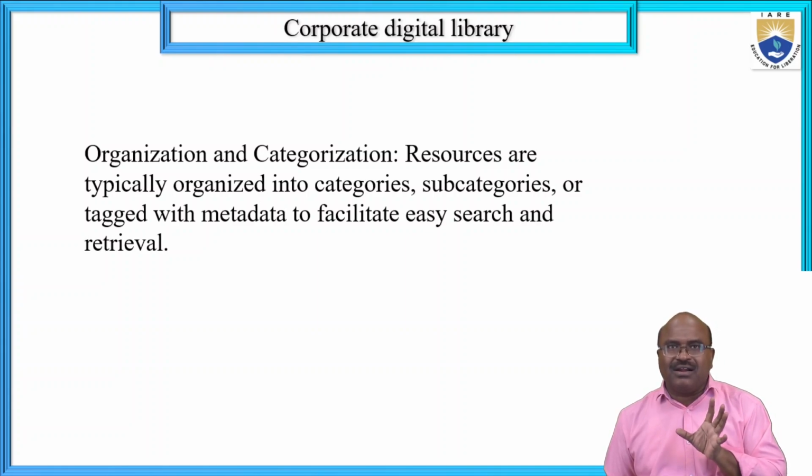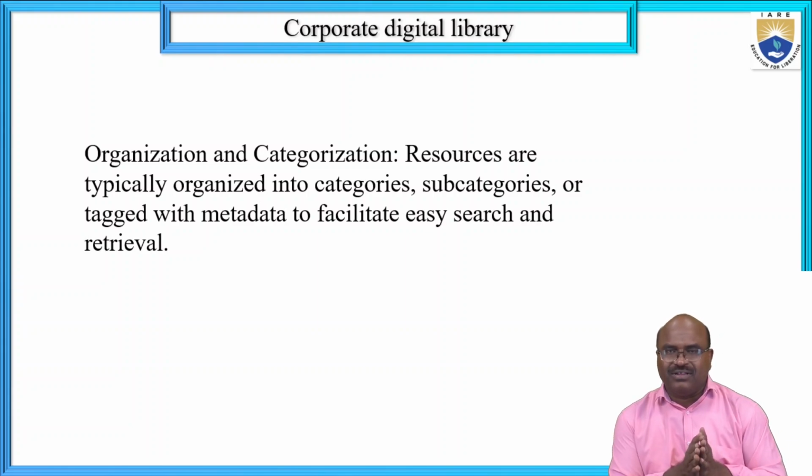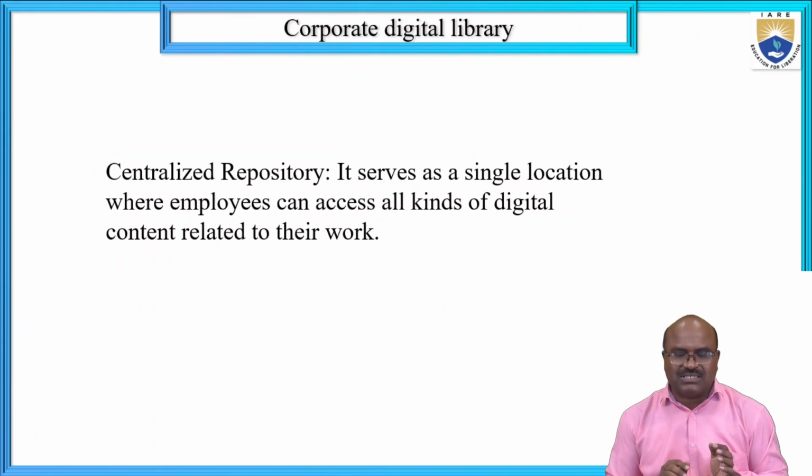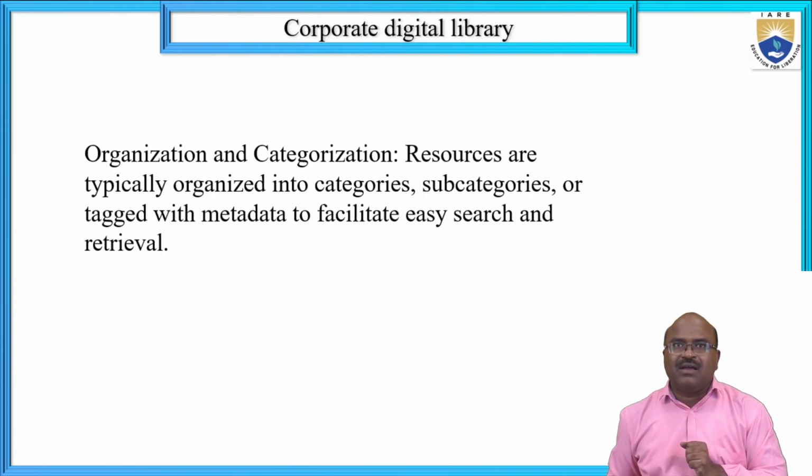Then some tag names are also included, a tagged value or tagged name. With the help of these precautions, we can store and retrieve the data in a very easy way. So the corporate digital library can maintain organization and categorization. This is the second point, and the first one is centralization. We can maintain a centralized repository. After that, organization and categorization are also required.